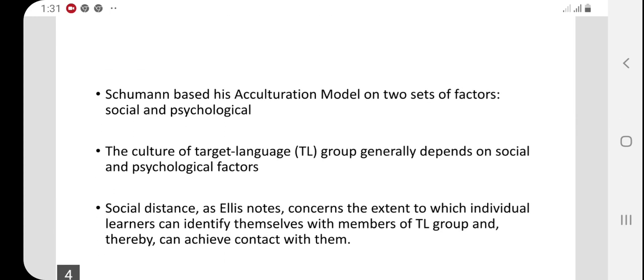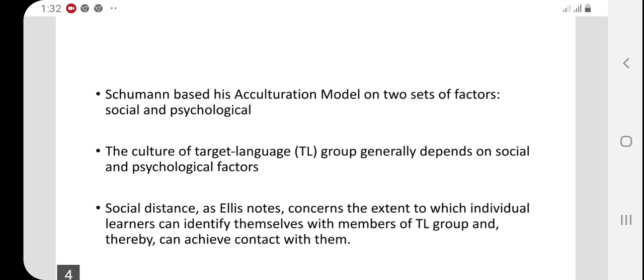So again, this model is based on social and psychological aspects. As we had the socio-psychological model that was based on the motivational level and social and psychological aspects, this acculturation model will be more inclined towards culture.